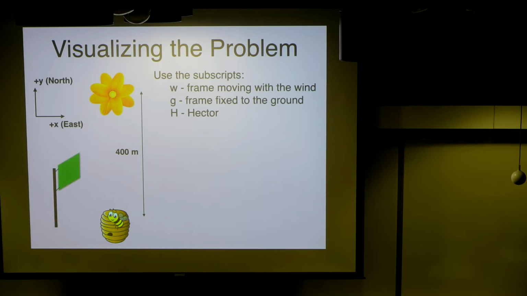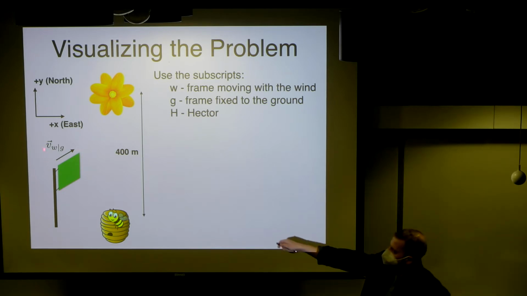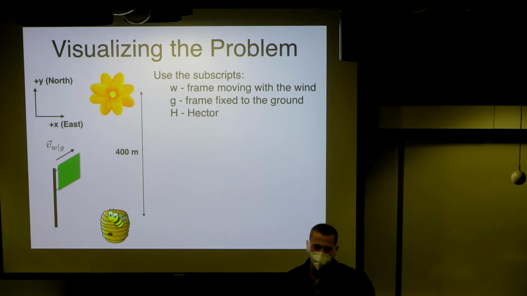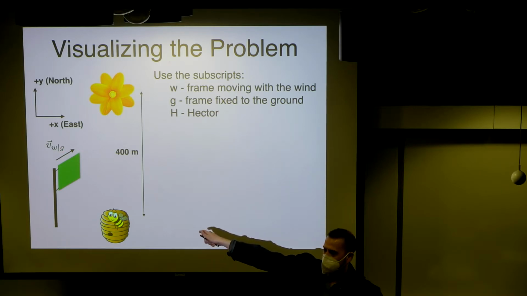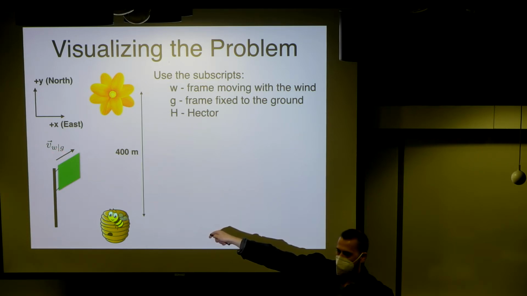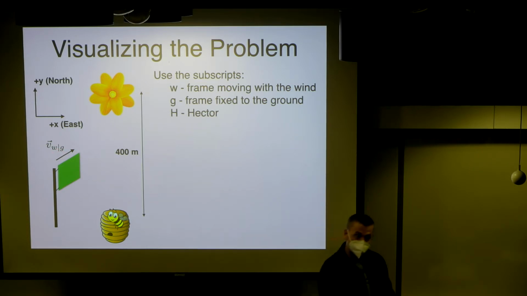So let's visualize the way the wind is blowing. If we had a flag, it would sort of point along the direction that the wind is blowing in, which is 30 degrees north of east. But this vector that gives us the velocity of the wind, we want to call that V_WG. So it's the velocity of the wind relative to the ground. Does that make sense why I would use this subscript notation for that? It's the velocity of the wind measured relative to the ground.